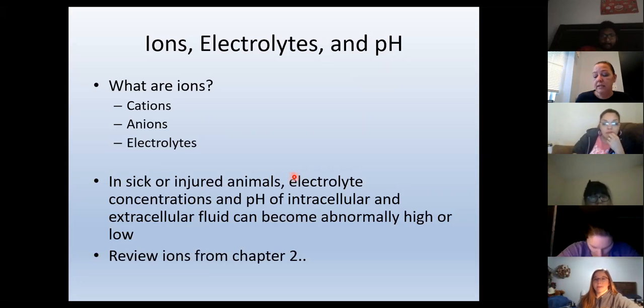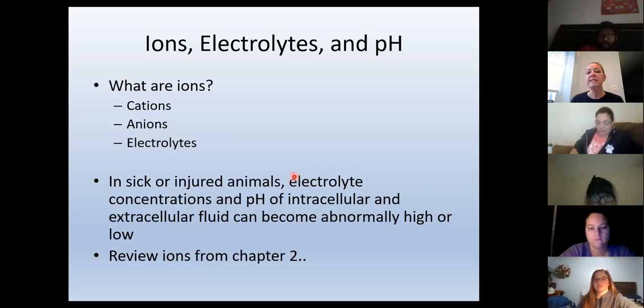These ions, sometimes we also refer to them as electrolytes. These are super important to make sure that we are maintaining in our patient. Things like sodium, chloride, potassium, and calcium, these are 4 major electrolytes that have to be in balance in order for our animal to be healthy.